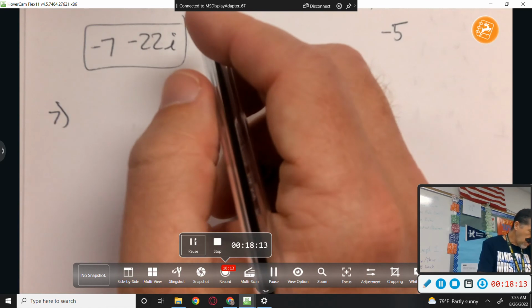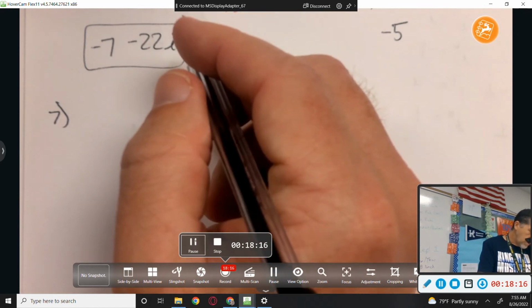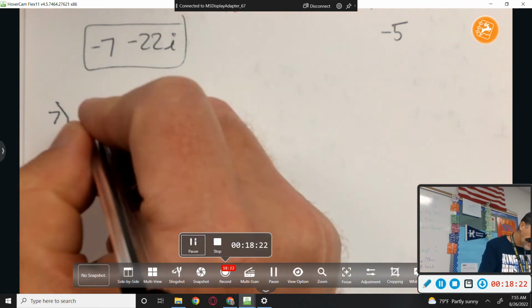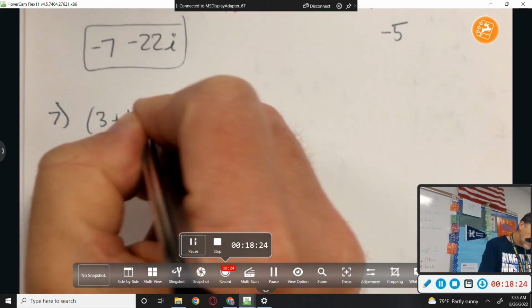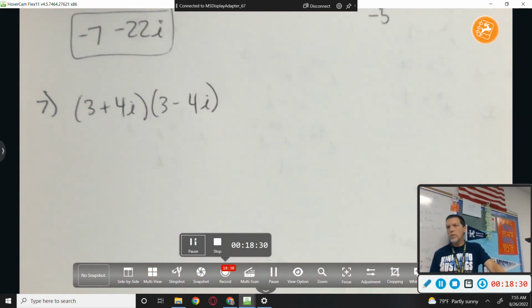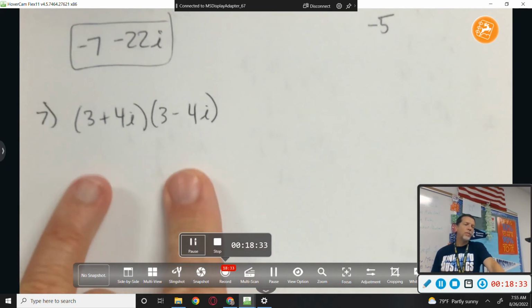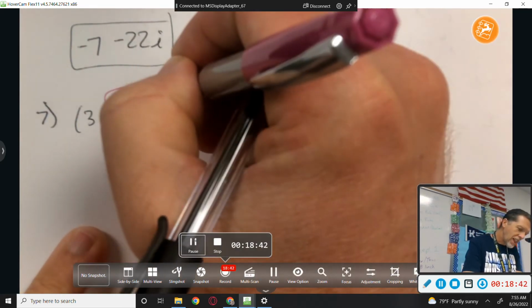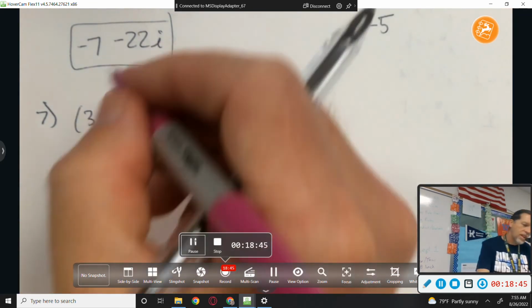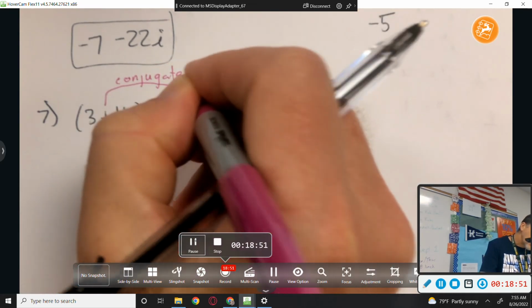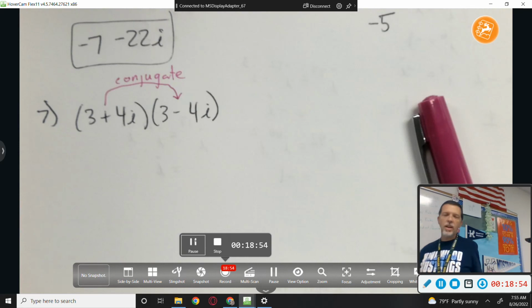Three more. You know what? Let's do 2 more. 3 plus 4i times 3 minus 4i. So another FOIL problem. What's unique about this FOIL problem? Do you remember the name for what's going on here? When we change the middle sign, it has a special name. The conjugate, we multiply by the conjugate. So watch what happens. So FOIL that out.